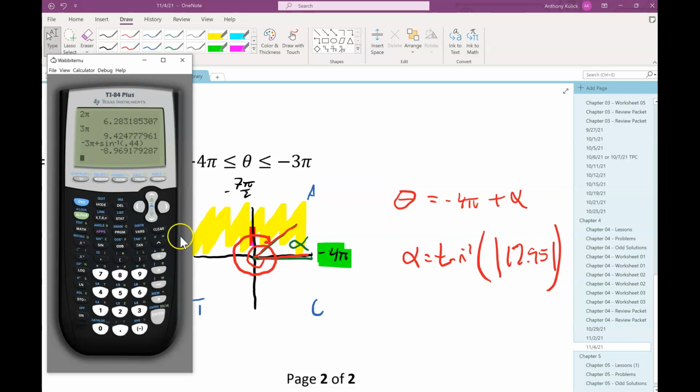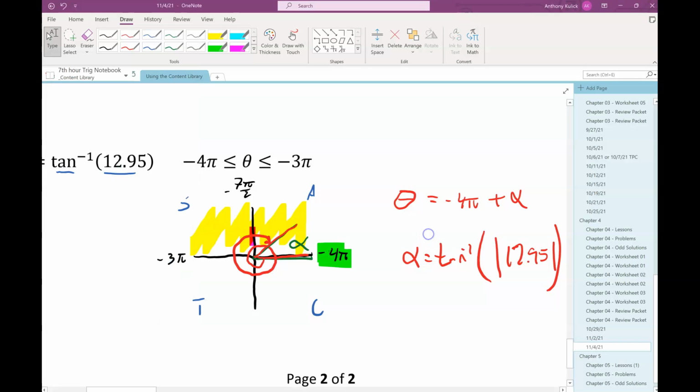That's calculator time. Again, I'm not going to type in the absolute values. I'm just going to do those in my head on my calculator. So I get negative 1107.